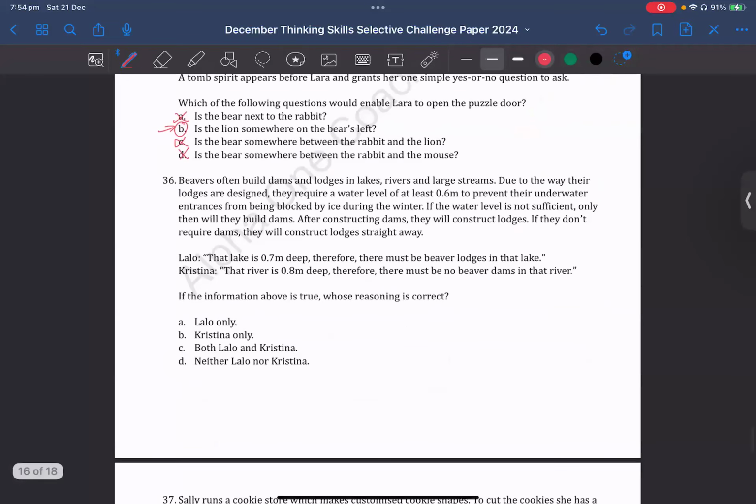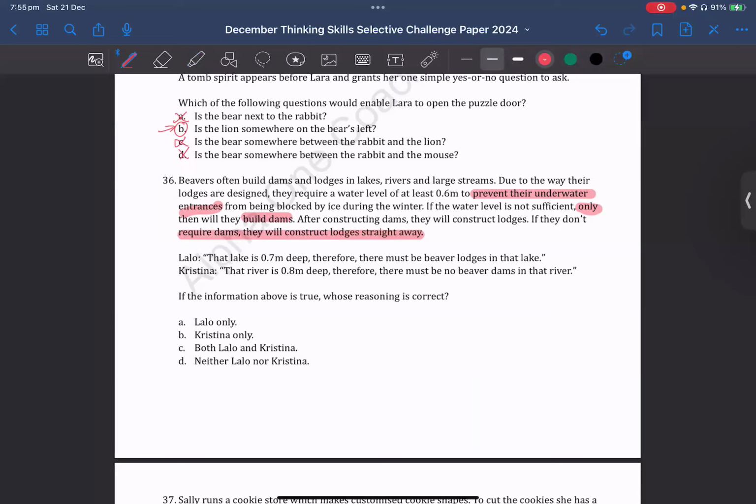So moving on to question 36, beavers often build dams and lodges in lakes, rivers, and large streams. Due to the way their lodges are designed, they require a water level of at least 0.6 meters to prevent their underwater entrances from being blocked by ice during the winter. If the water level is not sufficient, only then will they build dams. And then after the dam, they'll construct lodges. If they don't require dams, they require lodges straight away.